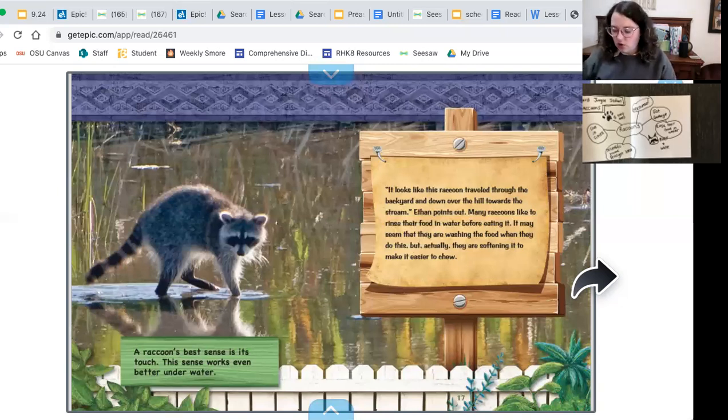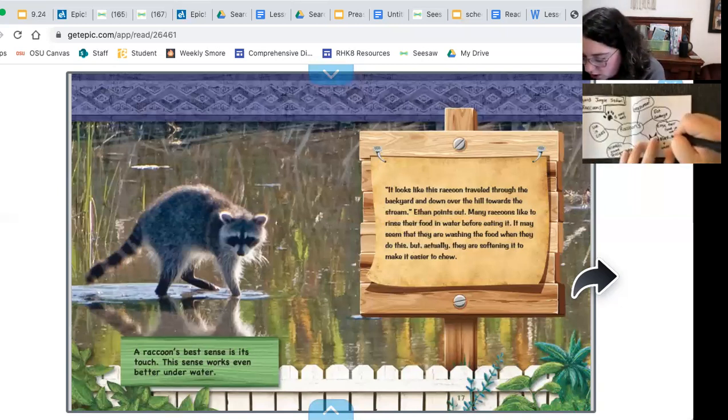Wow, that is so cool. So they rinse their food in water to make it easier to chew.